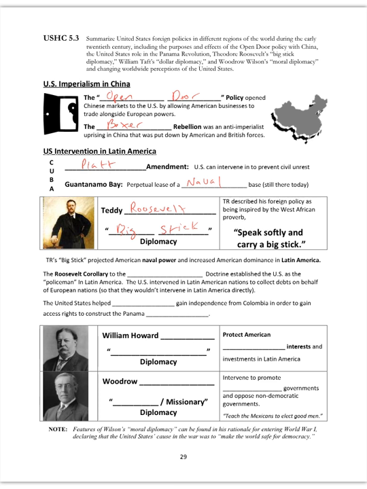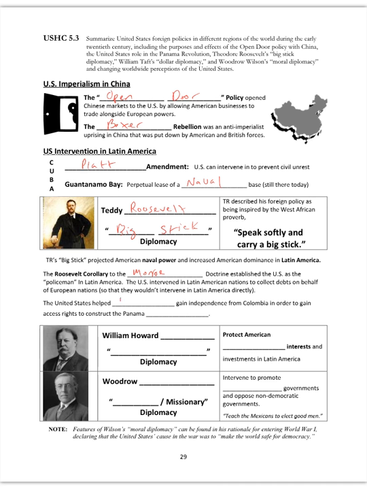Next, the Roosevelt Corollary to the Monroe Doctrine. So basically, it was just kind of an addition. It established the United States as the policeman in Latin America. The U.S. intervened in Latin American nations to collect debts on behalf of European nations so that they wouldn't intervene in Latin America directly. So we wanted to make sure that the Western Hemisphere, which includes Latin America, was dominated by the United States, and that the other Western powers, mostly from Europe, did not intervene.